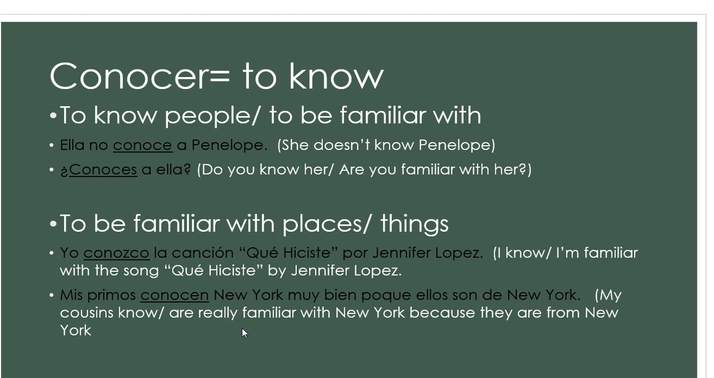Notice how I cannot really put "for a fact" in either of these sentences and have them make sense. So that's another way that you can distinguish the differences between saber and conocer, or know which verb to use. If I said, I know for a fact the song "¿Qué hiciste?", that doesn't really make a lot of sense. However, saying I'm familiar with that song makes a lot more sense.